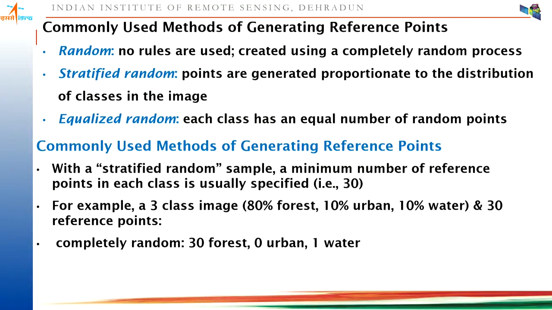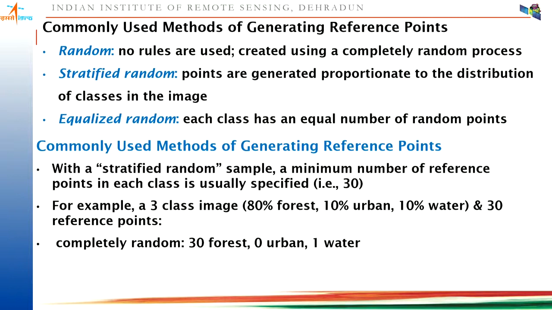Okay, so suppose with a stratified random sample, a minimum number of reference points in each class is usually specified. Suppose in our case it is 30. So what will happen? If 80% of the area is forest, 10% is urban, 10% is water, then the 30 points will be divided into such type of classification. Means 80% points will go to forest, and 10% and 10% will go to water and urban. So 3 points for urban and water, whereas the remaining 24 points will be for forest.